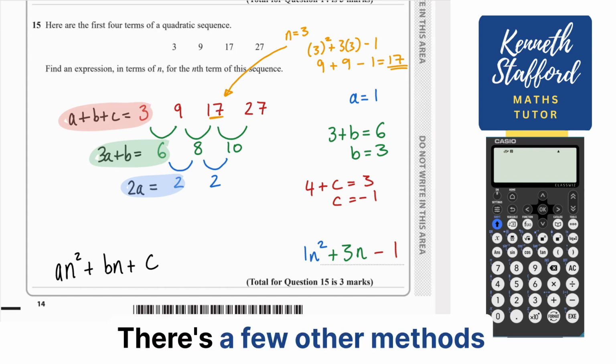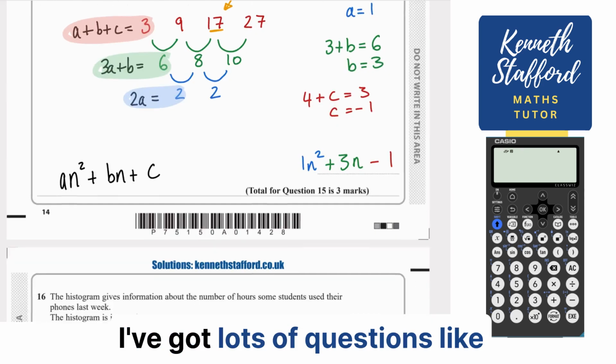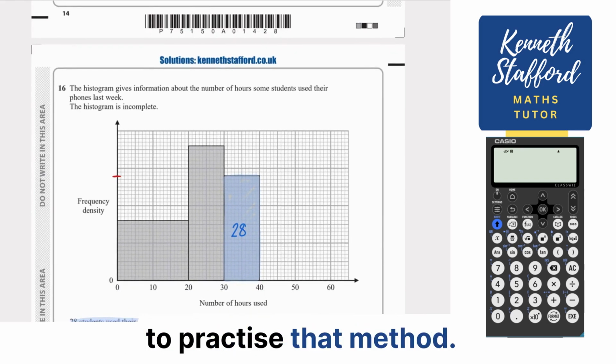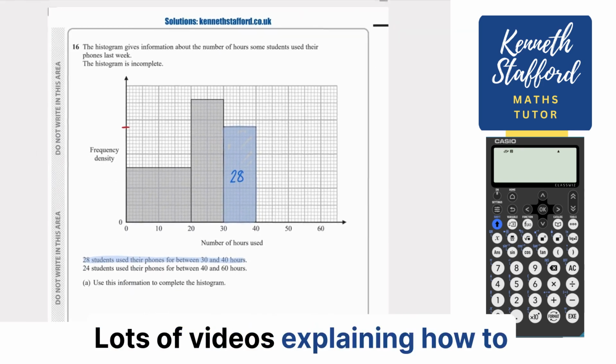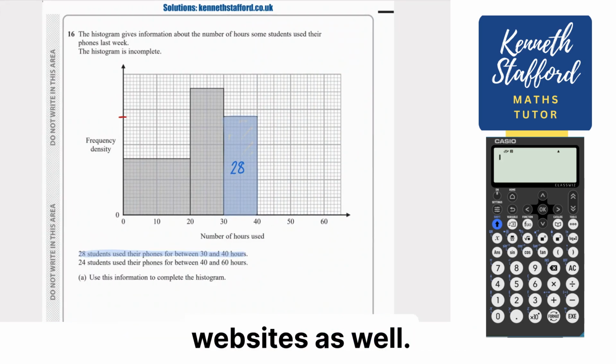Really learnable this. There's a few other methods for doing this. This is my favourite way of doing it. Again, I've got lots of questions like this on my website if you want to practice that method. There's lots of videos explaining how to do that method on different websites as well.